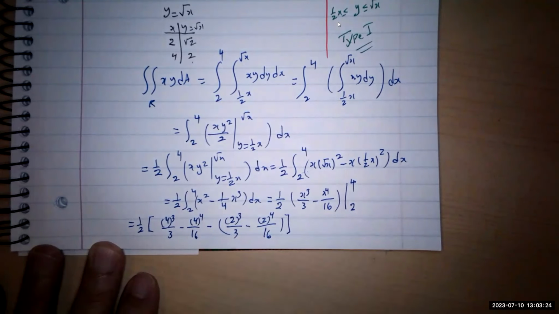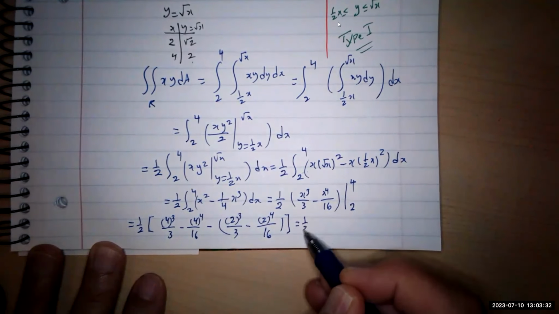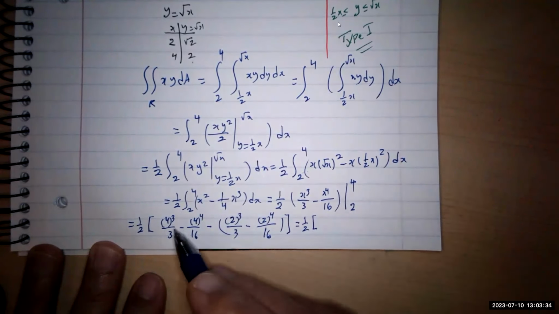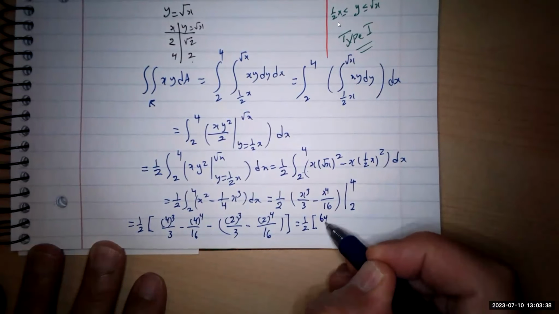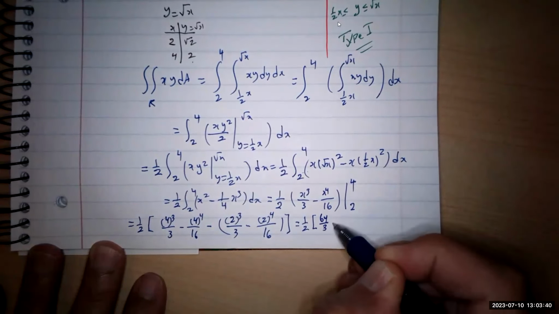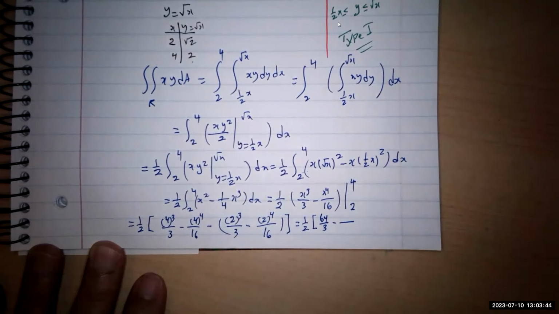Okay, then you have to simplify these to put them together. So this is going to be equal to the 1/2 inside, 4 cubed: 4 times 4 is 16, times 4 is 64. So that gives you 64 over 3. And that gives you 4 to the 4th. You can simplify 2 of them, which gives you the 16. So it's going to be 4 squared, which is 16.